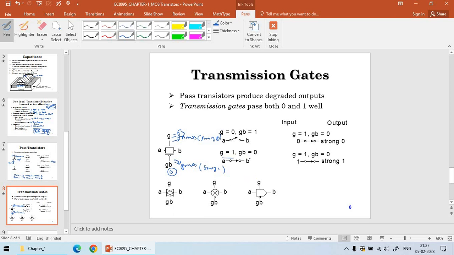When gate input is 1 and gate bar input is 0, when you pass 0, it is going to send a strong 0. When you pass 1, you can pass 1 at the output as strong 1 under the condition when gate is equal to 1 and gate bar is equal to 0. And these are the various ways of representing a transmission gate, right? These are the various ways, and this dot says it is negated, right?